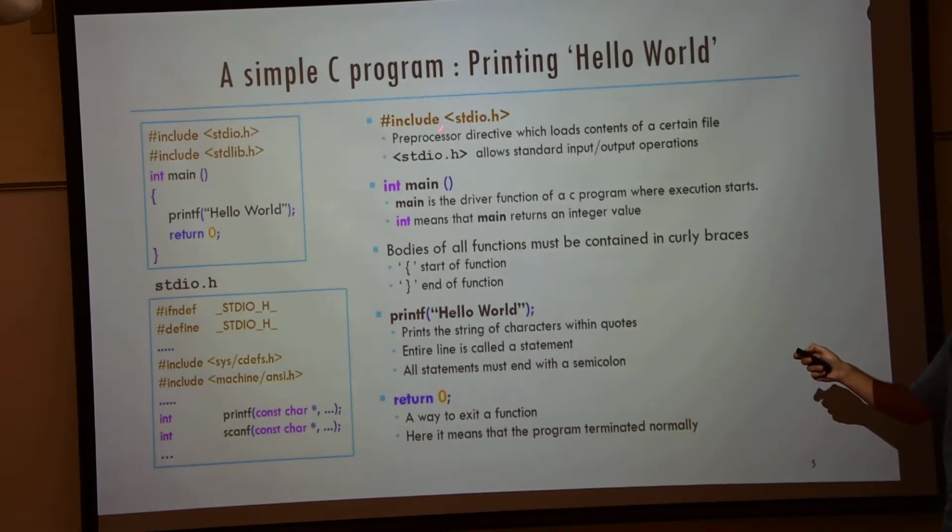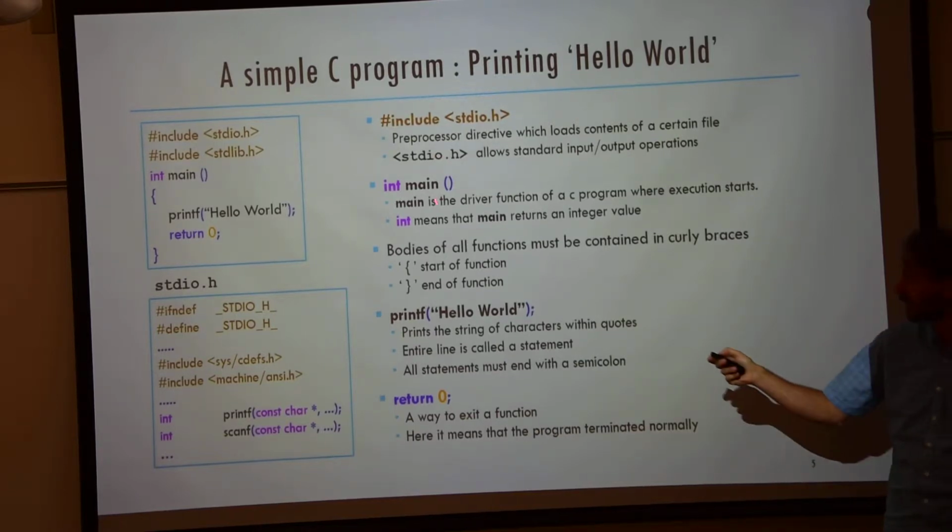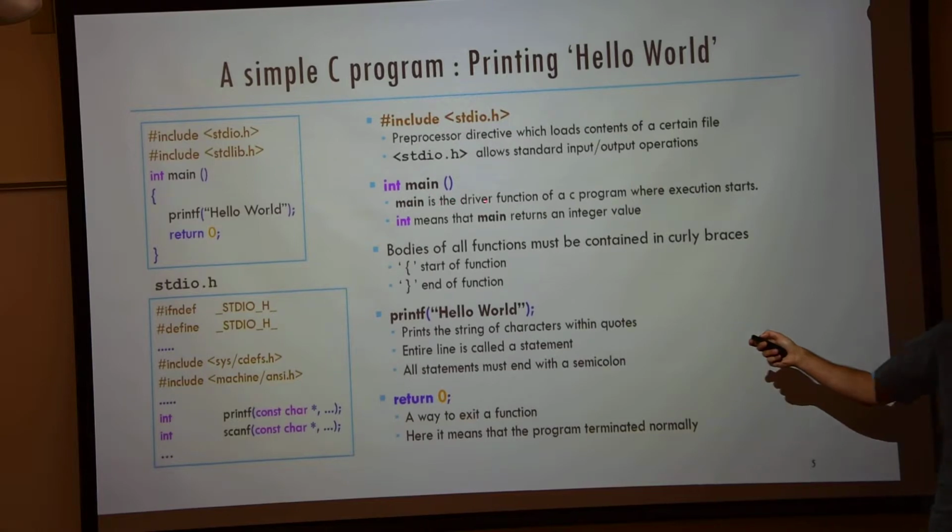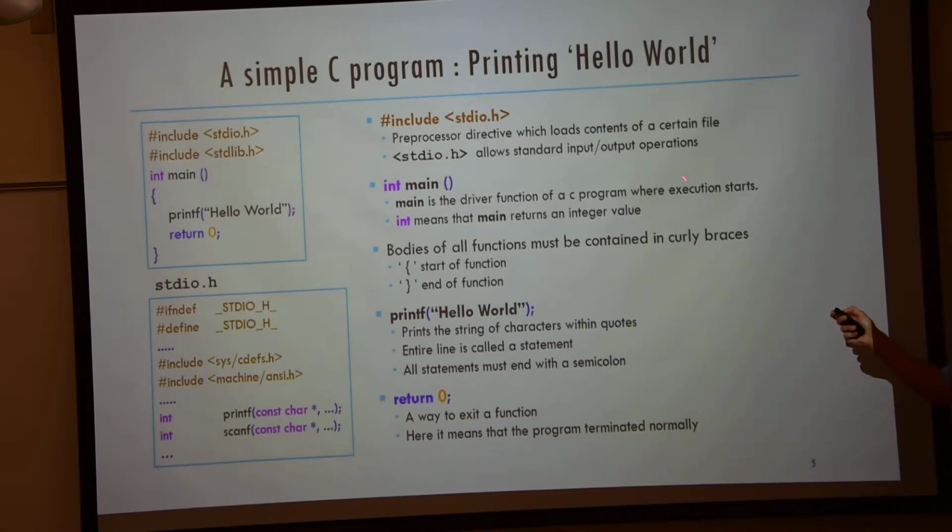So the include statement here, the preprocessor that you just talked about, is going to load the contents of the header file, which in this case allows standard input-output operations. The main over here is the driver function of a C program. This is where execution starts, and int means it returns an integer value. The body always starts with this curly brace, and it ends with the compatible curly brace.